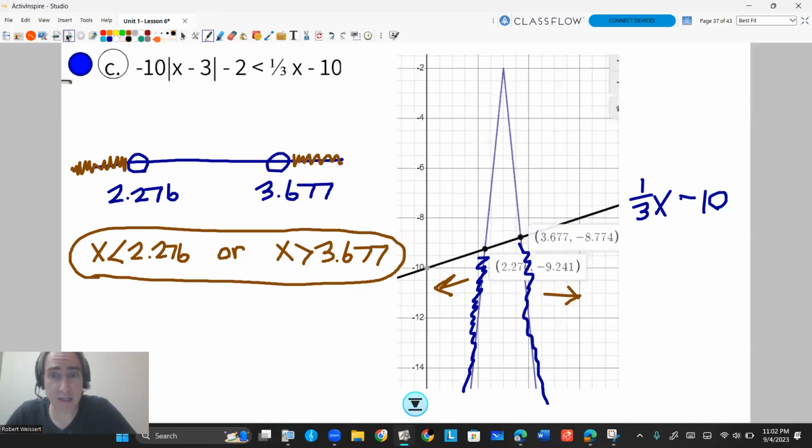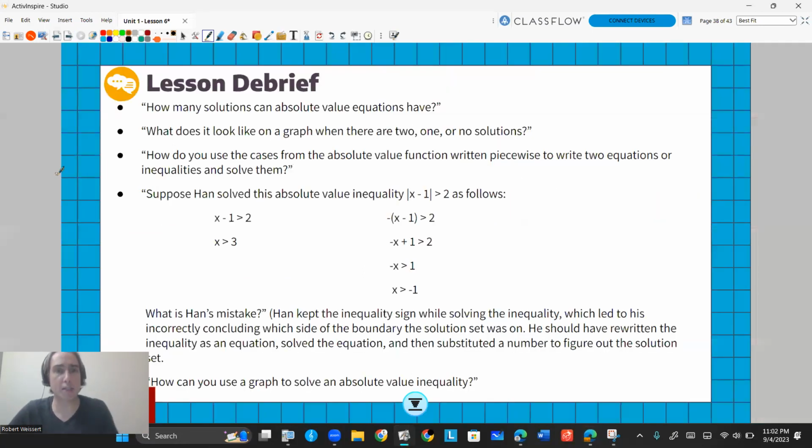All right, guys, that concludes our activities. Let's just take a real quick debrief here and remind you guys what's in these problems in the practice. The lesson debrief, how many solutions can absolute value equations have? Well, it's going to be 1, 2, or no solutions. We can look at what it looks like on a graph to have those types of solutions, and we can solve them by hand. There is a technique to solve an absolute value equation by hand using the positive and throwing a negative where the absolute value is and distributing and solving that equation.